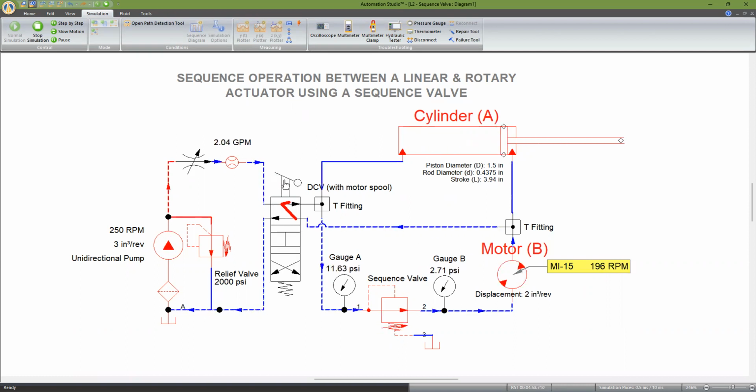Extension. There's a clear sequence. Now full extension is happening here, and then only the motor starts spinning. So pretty much that's it.